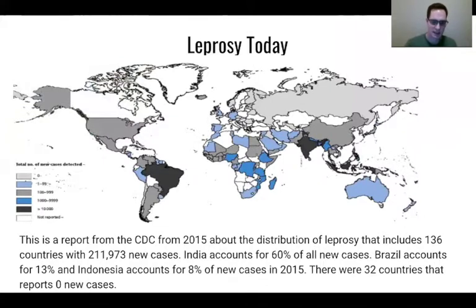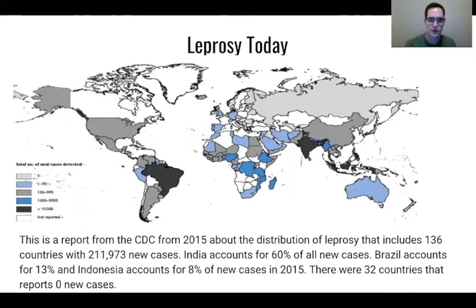So the next slide is leprosy today. This is a representation of 2015 by the CDC. This includes 136 countries, and it has 211,973 new cases in 2015. India accounts for 60% of all new cases. Brazil accounted for 13% of all new cases, and Indonesia accounted for 8% of all new cases in 2015.